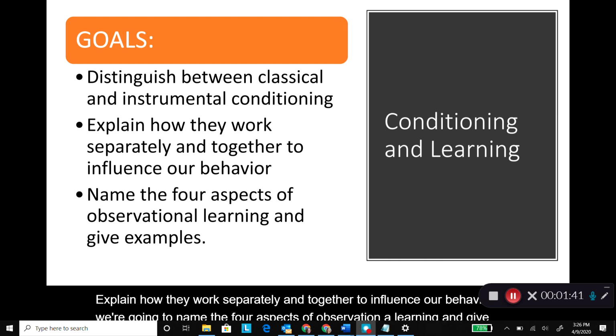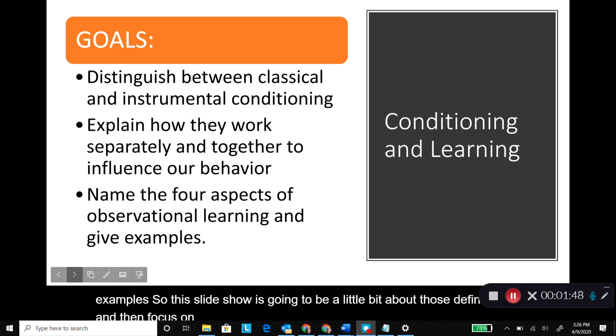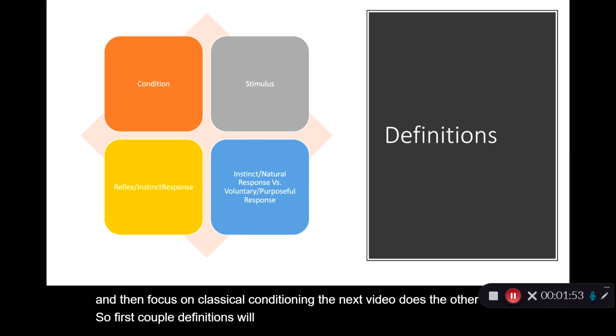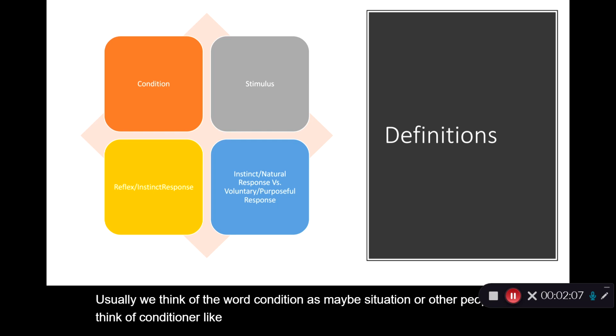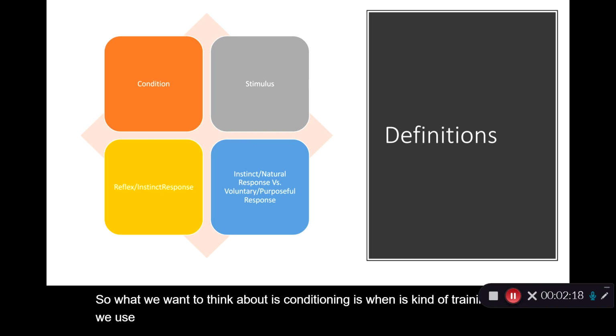So this slideshow is going to be a little bit about those definitions and then focus on classical conditioning. The next video does the other things. So first, a couple definitions. We'll use the word condition or conditioning. Usually we think of the word condition as maybe a situation, or other people think of conditioner, like make things a little smoother. So what we want to think about is that conditioning is kind of like training, but we use the word condition because it is learning under particular situations.